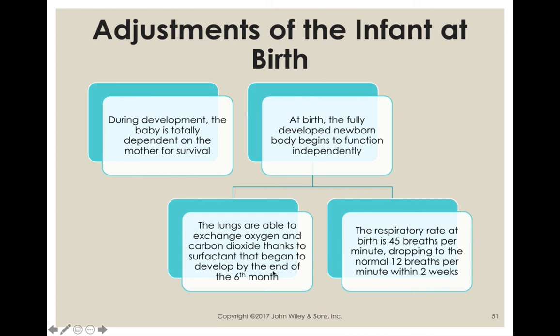By about the end of the second trimester, or the 6th month, the lungs are at this point just about developed, and it is at this point that premature babies are generally able to survive on their own. The respiratory rate is generally going to decrease a couple weeks after birth, dropping from 45 breaths a minute to 12 breaths a minute after the 2nd week.